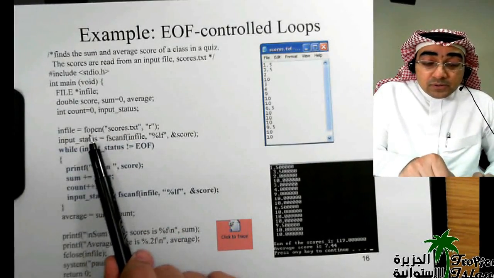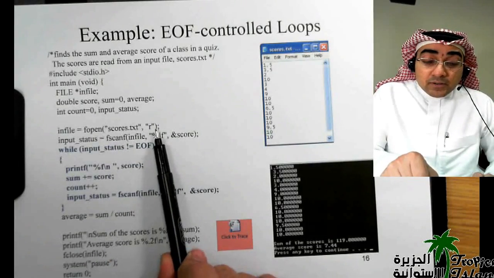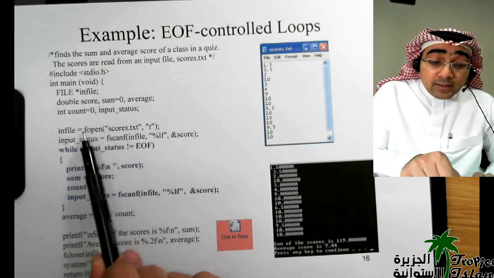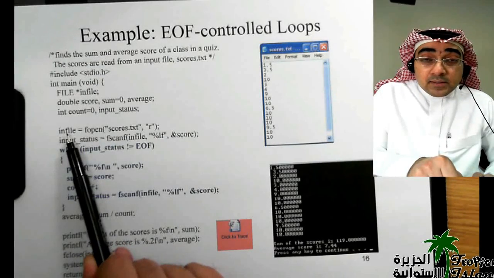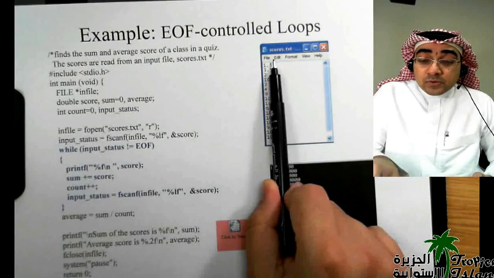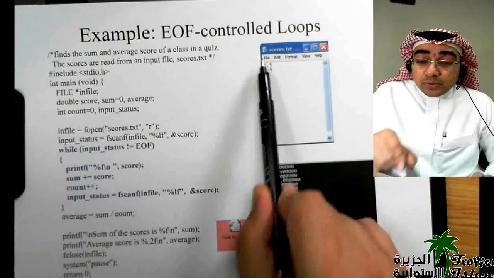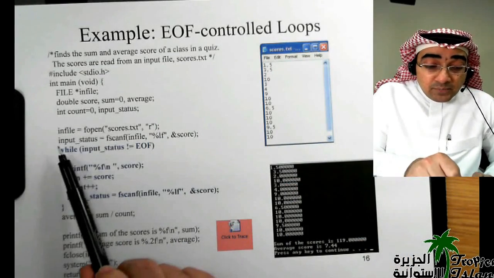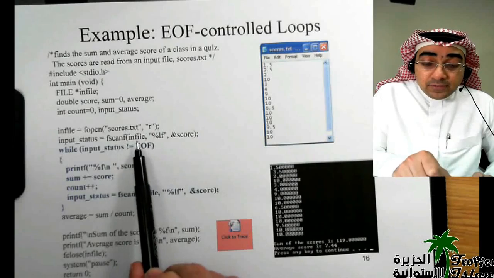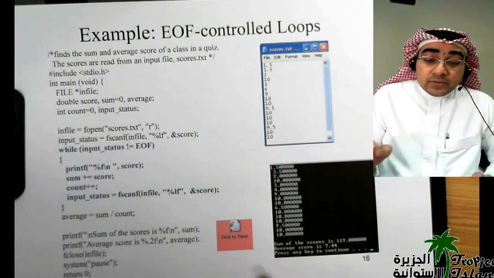You say infile is equal to fopen scores.txt, "r". So you are opening the file called scores.txt for read, and you are assigning the pointer variable, so infile is going to be pointing at the scores.txt file. Then you say input status is equal to fscanf infile, %lf, and the address of score.